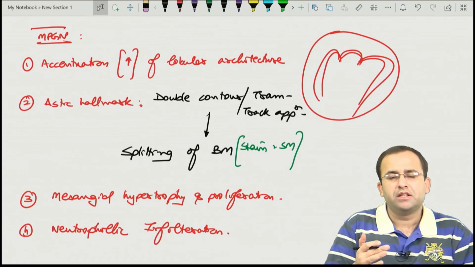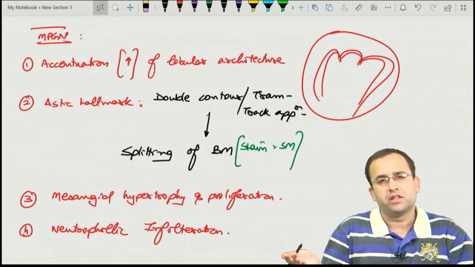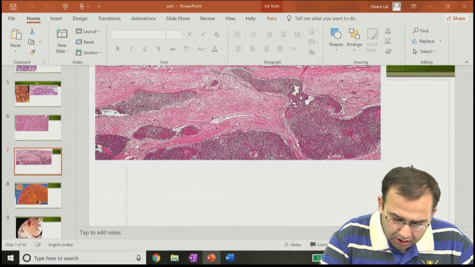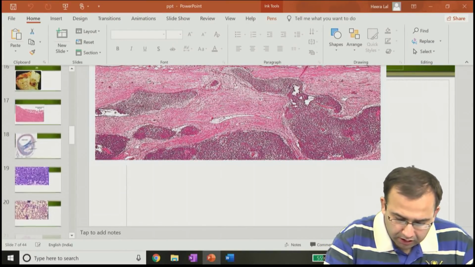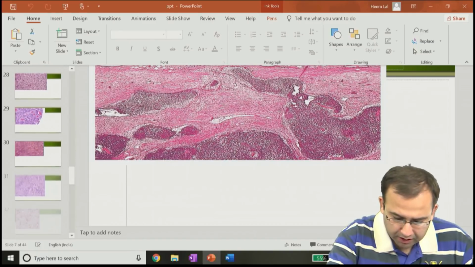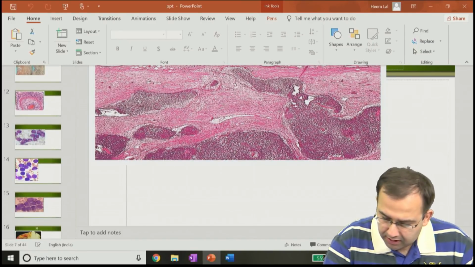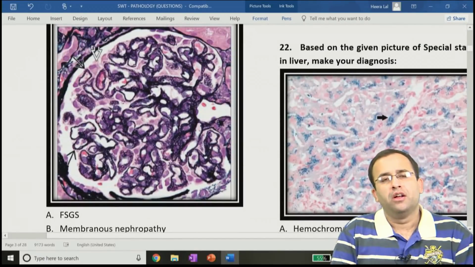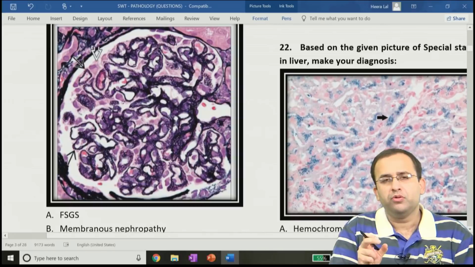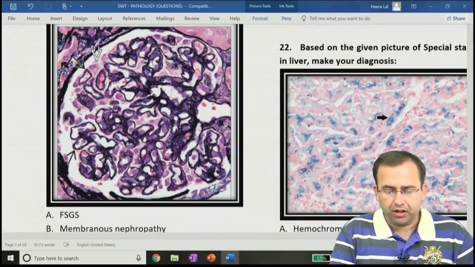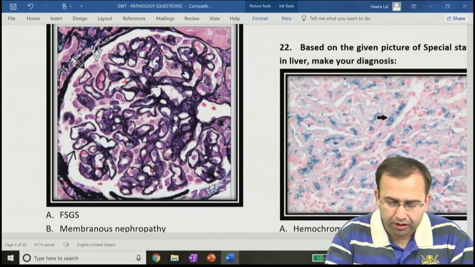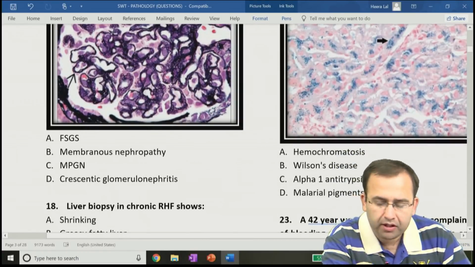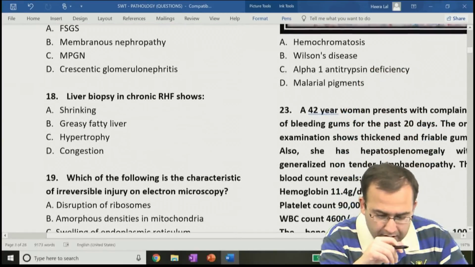Whereas FSGS, focal segmental glomerulosclerosis, shows sclerosis. Before we go further, let us have a look at what it looks like microscopically. Let us have a look at the image here. This is showing you diffuse thickening of the capillary lumen. Diagnosis, MGN, membranous glomerulonephritis. It is not MPGN, and I'll show you what it looks like.